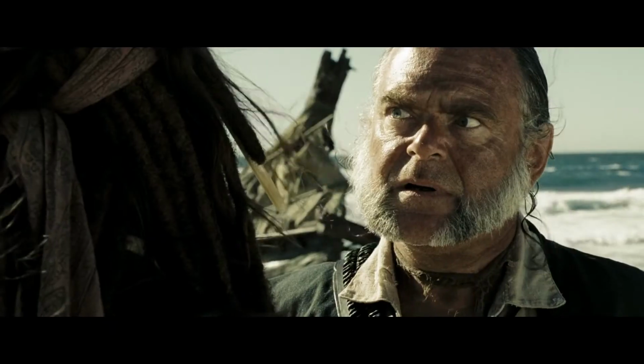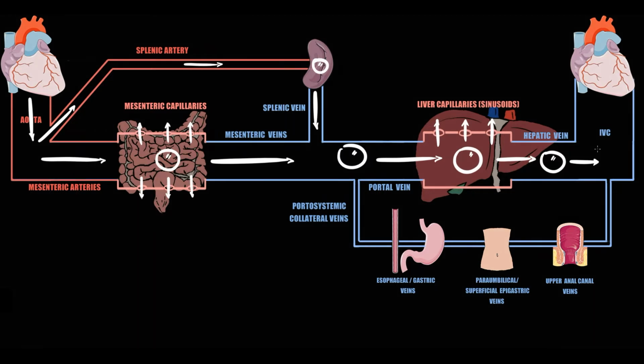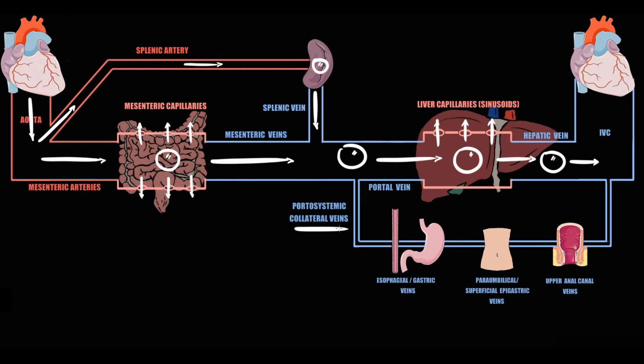But also we have to know that in this system we have additional vessels that remain from embryogenesis. Such vessels we call portosystemic collateral blood vessels. Back in times of embryogenesis, these vessels were crucial.